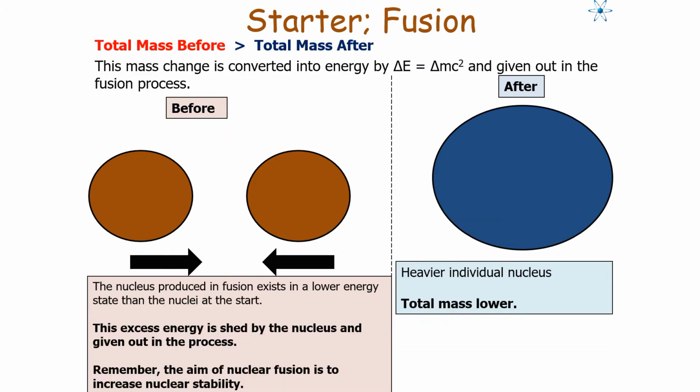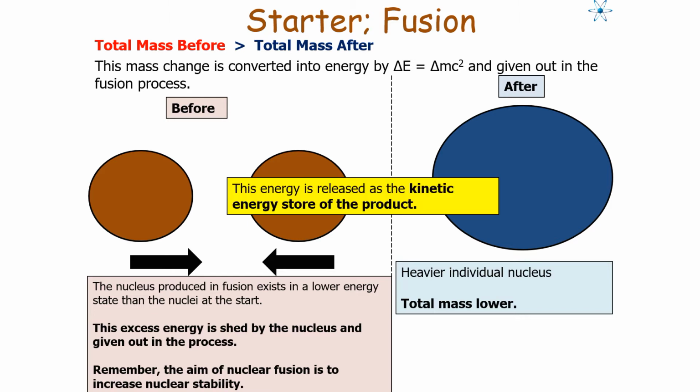It's important to note that the nucleus produced in fusion exists in a lower energy state than the two nuclei at the start. So this excess energy is shed by the nucleus and given out in the process, because remember, nuclear fusion is increasing nuclear stability, so as a result afterwards the nuclei need less energy to exist. This energy is released as the kinetic energy store of the products.